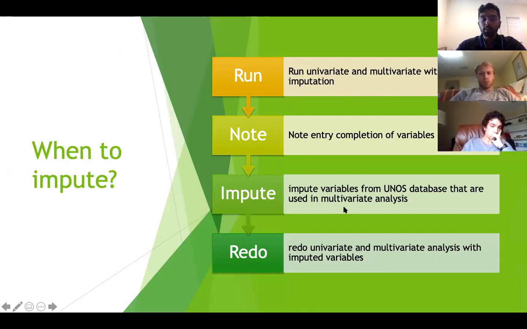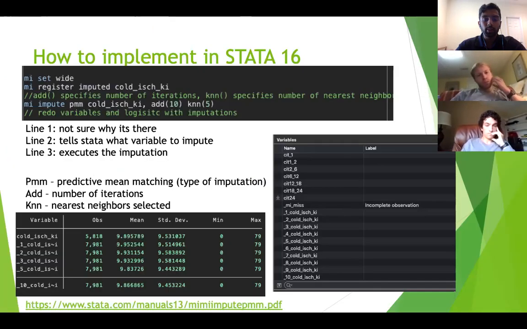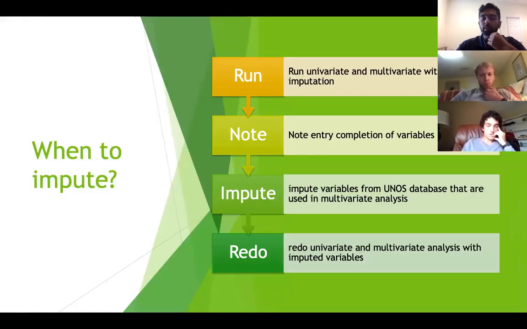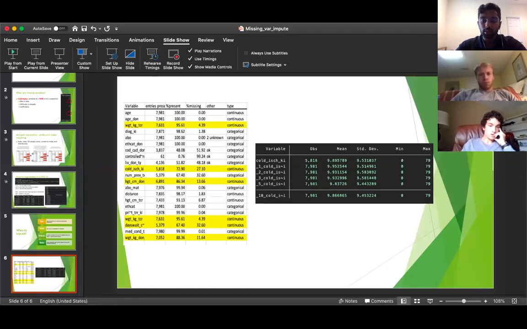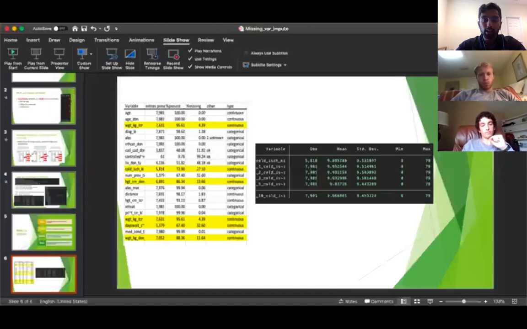Once you impute it, you can redo the univariate and multivariate analysis with those imputed variables, and that'll give you a stronger data analysis and better statistical models. I'm going to run one of these in real time so you can actually see what's going on. It might be a little hard to follow over PowerPoint, so let's run it through Stata here. Let's see.